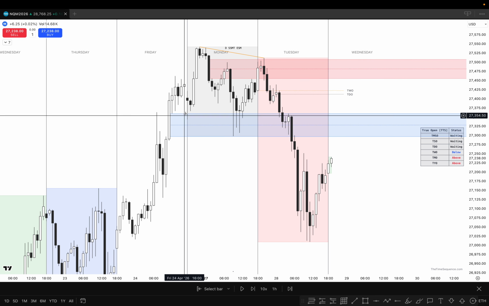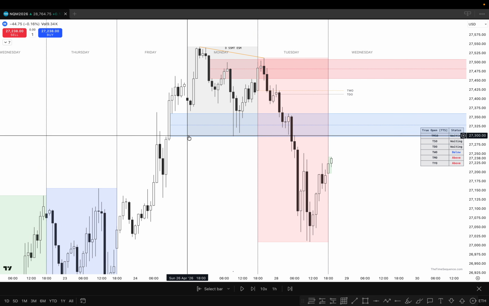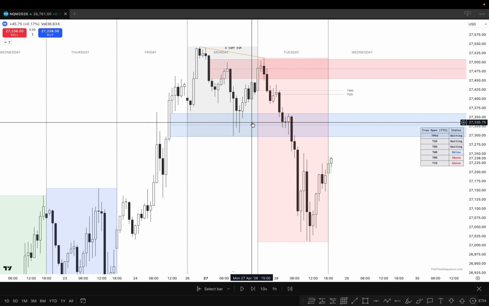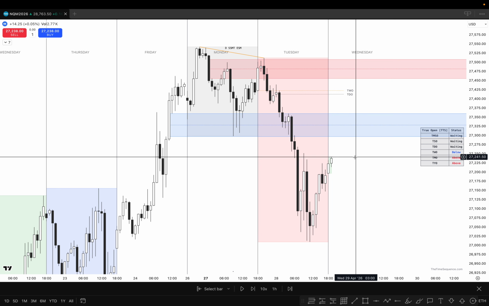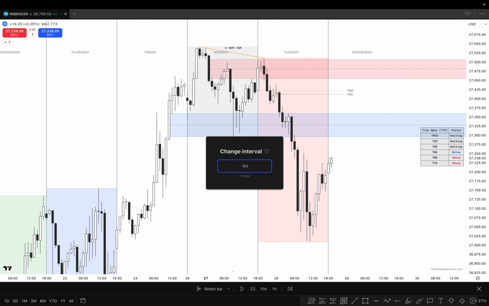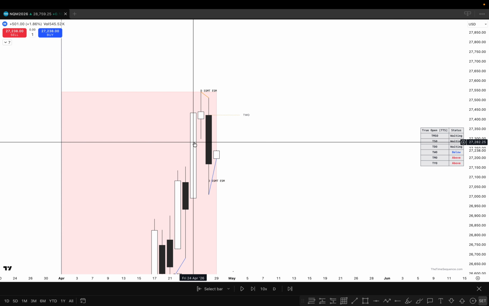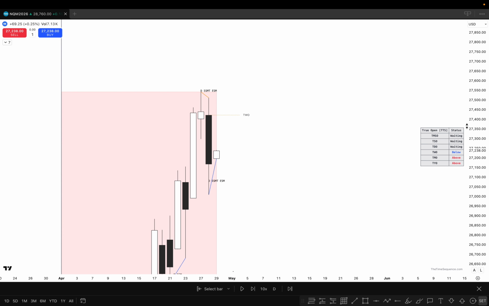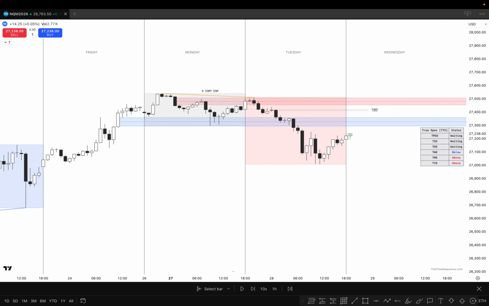After NQ displaced below this BC right here, the internal order flow shifted bearish. However, you have to keep in mind that it does not mean the higher time frame has also shifted bearish, because as you can see here on the daily time frame, as long as price still finds support in this BC, the order flow still remains bullish.